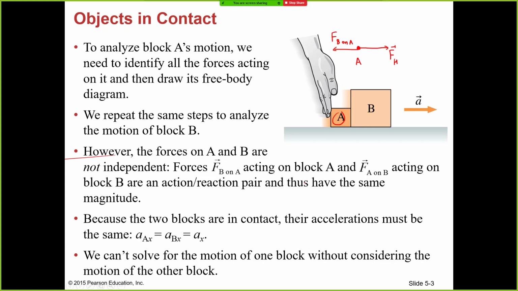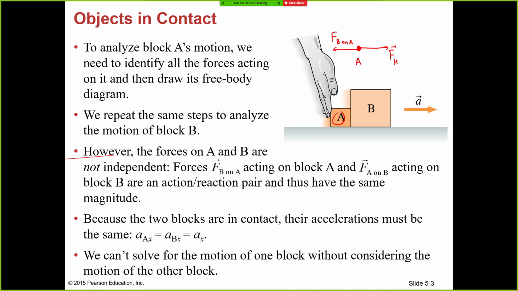When you consider object A, think about only those forces that are being acted on A. Okay? Don't think about the force A is exerting on B. This A is also exerting force on B, but we don't care about that. This A also exerts force on the hand. We don't care about that. All we care about is the forces that are being exerted on A. So these are the two forces that are being exerted on A.